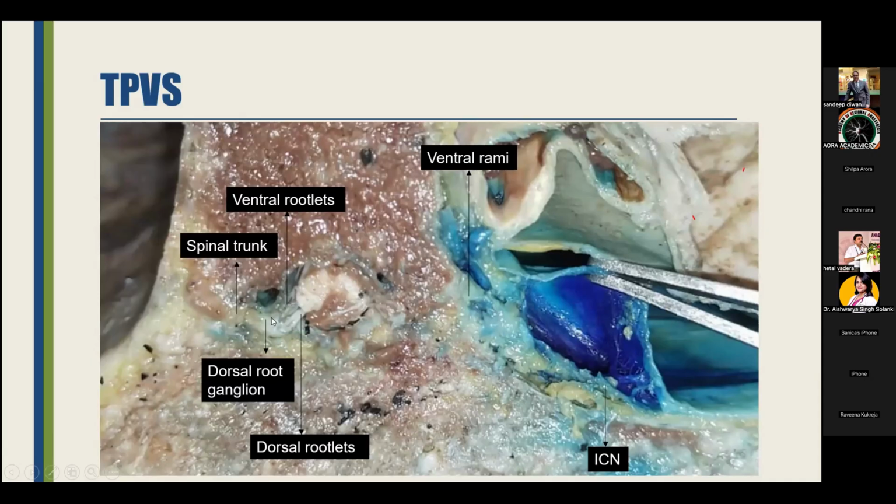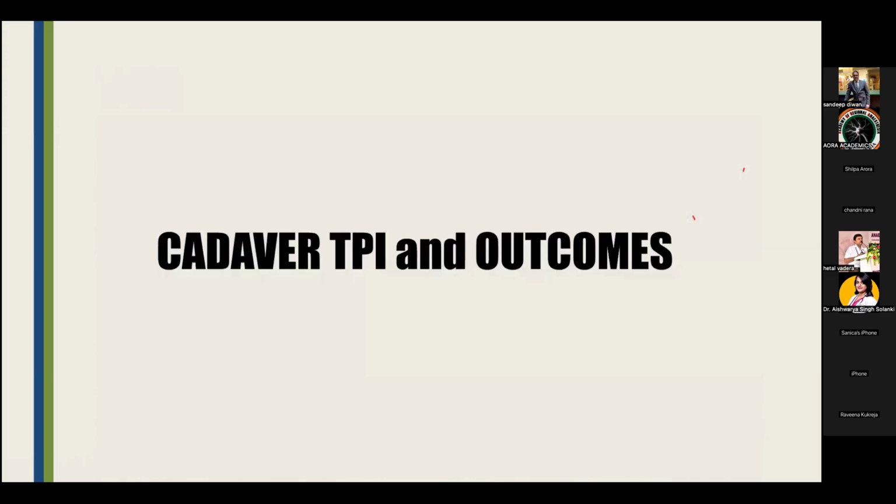These are the dorsal rootlets forming the dorsal root ganglion as they combine, and then they form the spinal trunk, which eventually forms the ventral rami, and then it forms the intercostal nerve at this point. So this is how the paravertebral block should act, in fact. Now, what are the outcomes of the thoracic paravertebral injections?